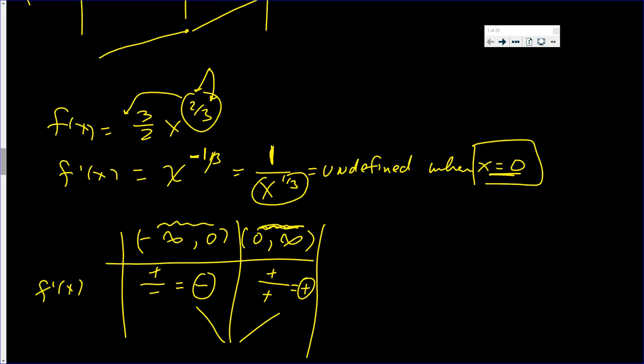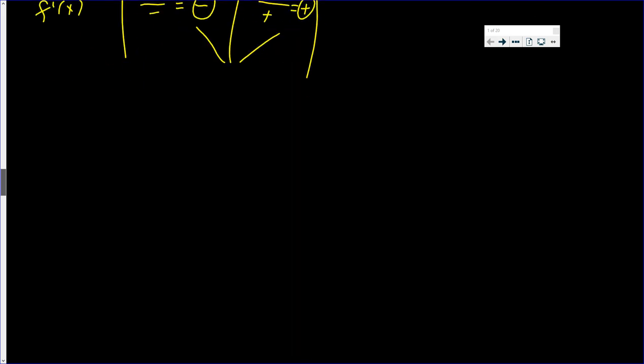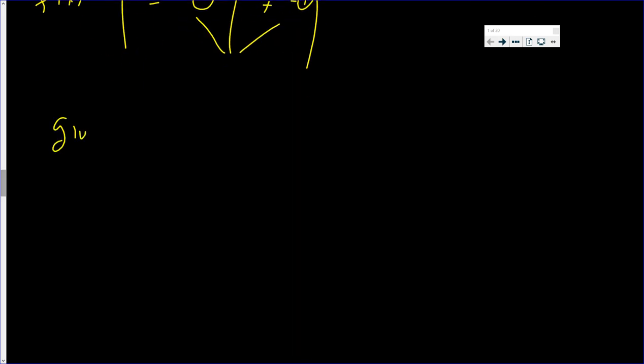Let us look at the next problem. Suppose this time you're just given f prime of x. You're given that f prime of x is equal to x minus 4 over x minus 6. And I'm asking, where is f of x? Same question. Where is f of x decreasing? And where is f of x increasing?